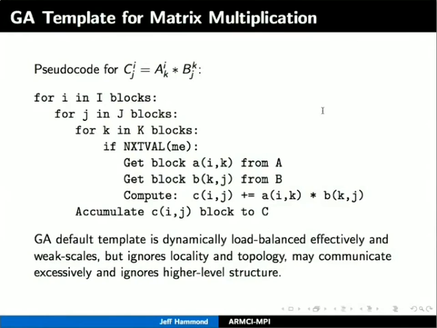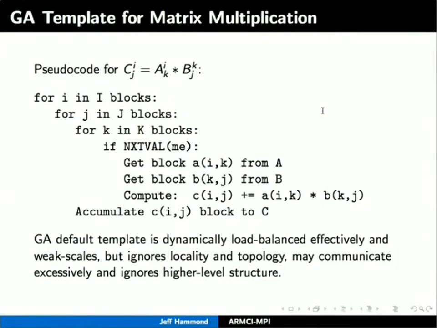It will just basically, up until the limit of overhead, balance the computation. So the good news is you get dynamically load balanced computation effectively, and you get good weak scaling. Bad news is this template ignores locality and topology. You can see that it communicates excessively in some cases.